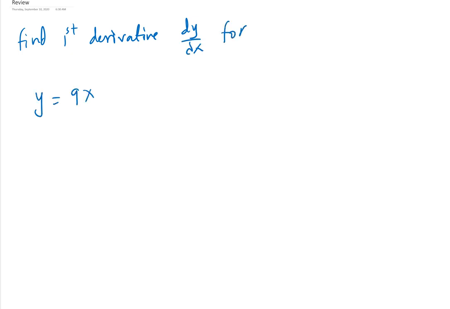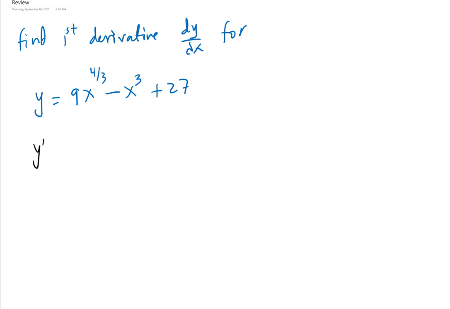This is review for exam 1. Reviewing by taking some examples. So for example, find the first derivative y prime or dy/dx for y equals 9x^(4/3) minus x cubed plus 27.